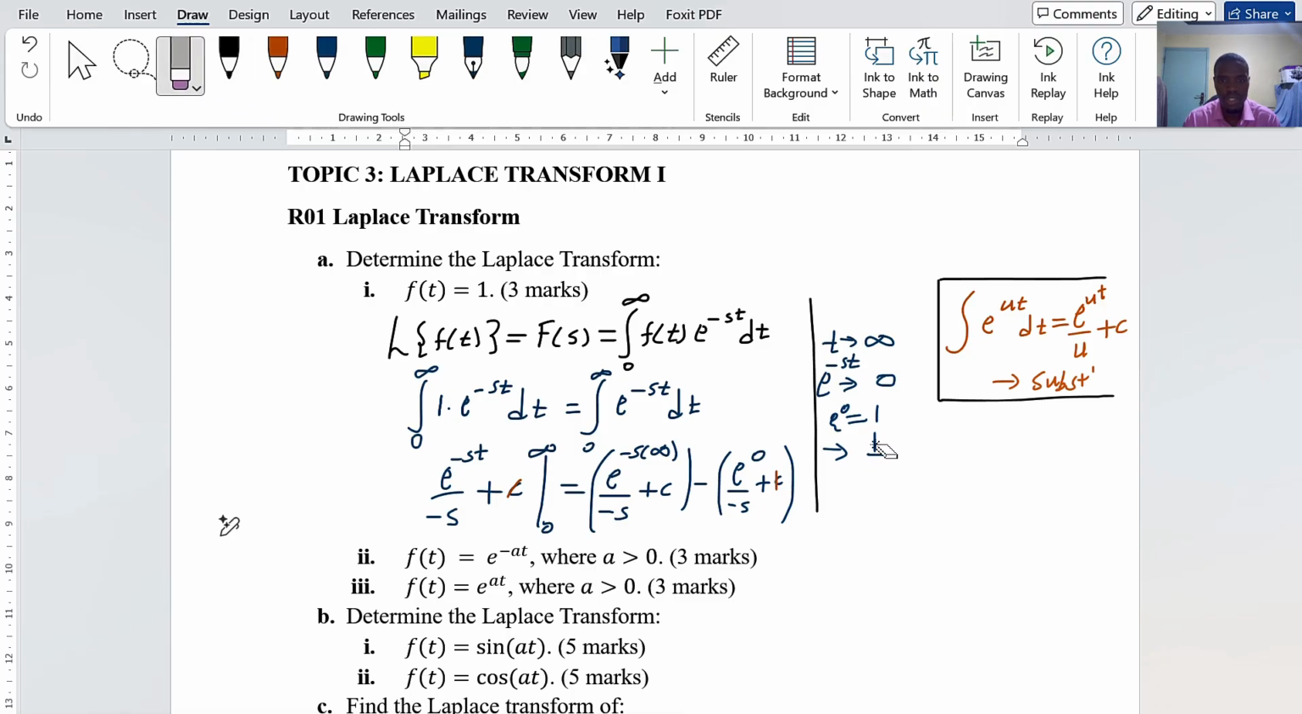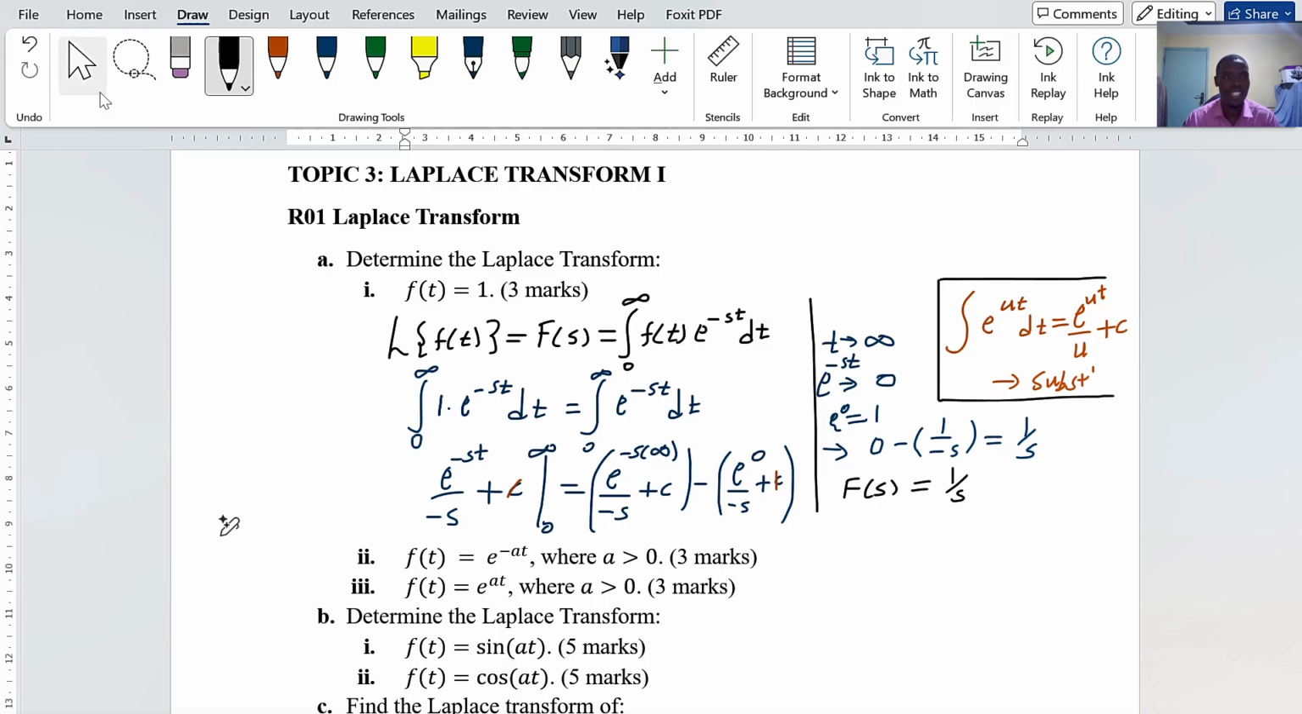Okay, we now need to subtract and get the answer. So we have 0 for the first part here. As t tends to infinity, this term vanished. So 0 over negative s is 0. So 0 minus the lower bound, which is 1 over negative s. Now this becomes 1 over s. So our Laplace transform, which is F of s, for 1 is 1 over s.